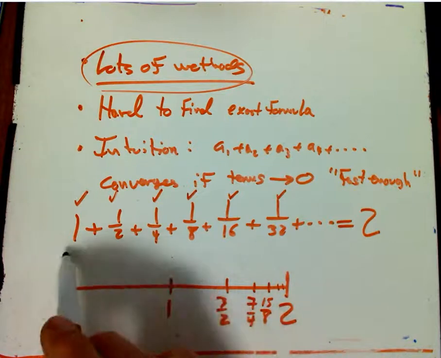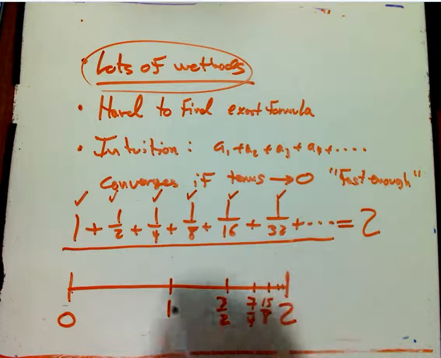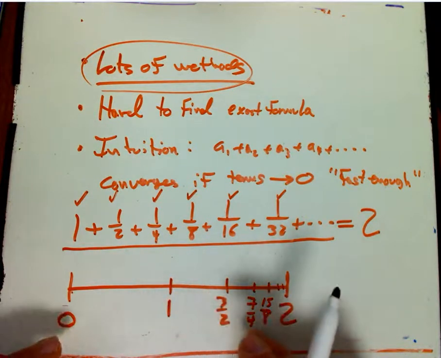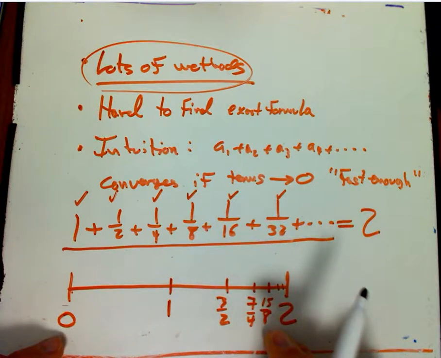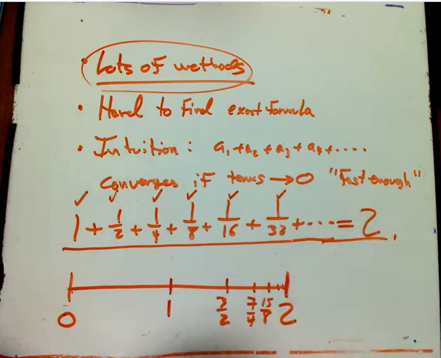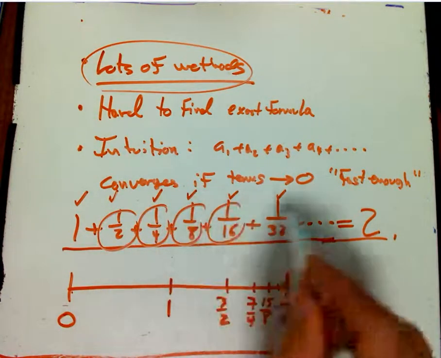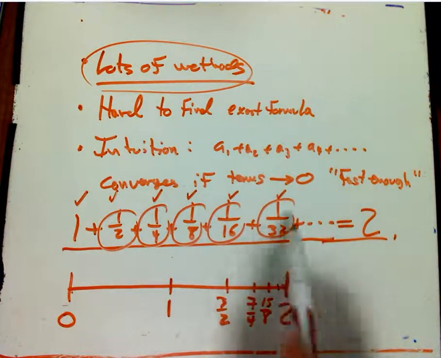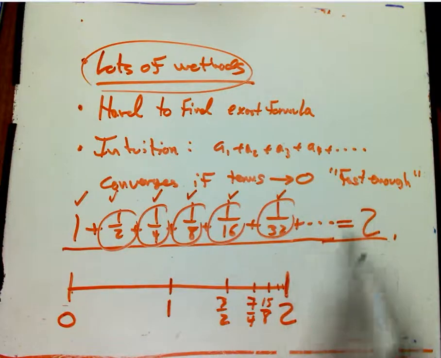But each time I cover half the remaining distance, and so the limit of 1, and 1 plus 1 half, and 1 plus 1 half plus 1/4, that's exactly the limit of where that endpoint is, and that's going to be 2. So we'll see a more careful proof in the next video. Okay, but so this is a good example, at least our first example, of a bunch of numbers that go to 0 fast enough so that when you add them all up, it actually is finite.